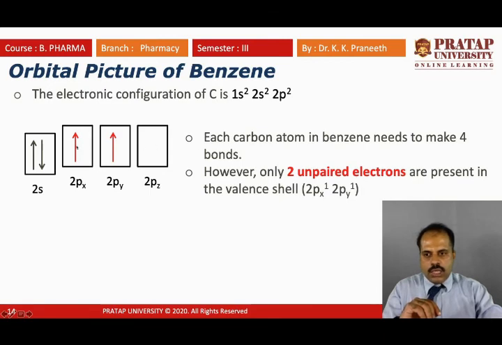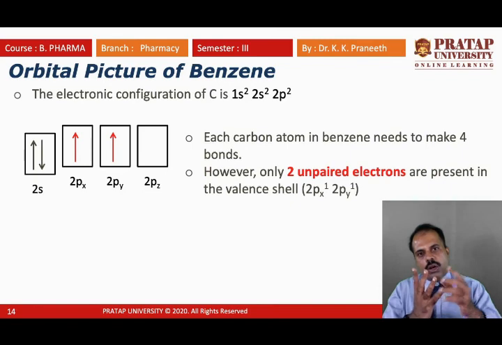Okay, you can see that each carbon atom in benzene, as I have told you, needs 4 bonds, 3 sigma and 1 pi bond, to form the benzene ring. However, you can check here how many unpaired electrons are present. Only 2, right? 1 here and 1 here. Only 2 unpaired electrons are present in the valence shell, that is, one in the 2px orbital and one in the 2py orbital. With 2 unpaired electrons, making 4 bonds is impossible, right? Because we need 4 unpaired electrons to make 4 bonds.